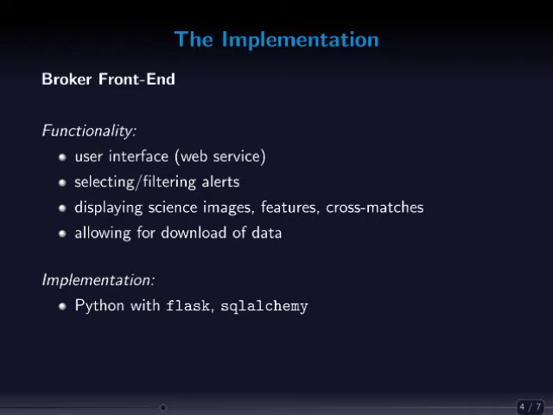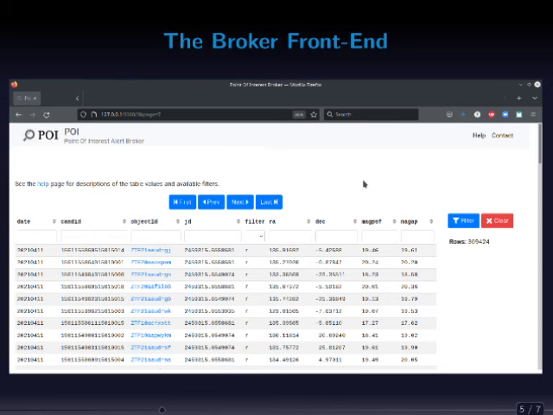The front end serves as a user interface, allowing for selecting and filtering alerts, displaying information such as science images and features, as well as found cross-matches, and in addition allowing for downloading filtered data. The front end is implemented in Python with Flask and SQLAlchemy. We now take a quick look at the front end.